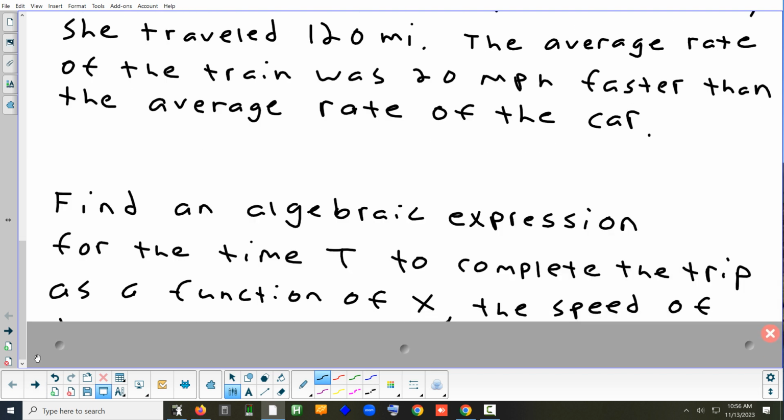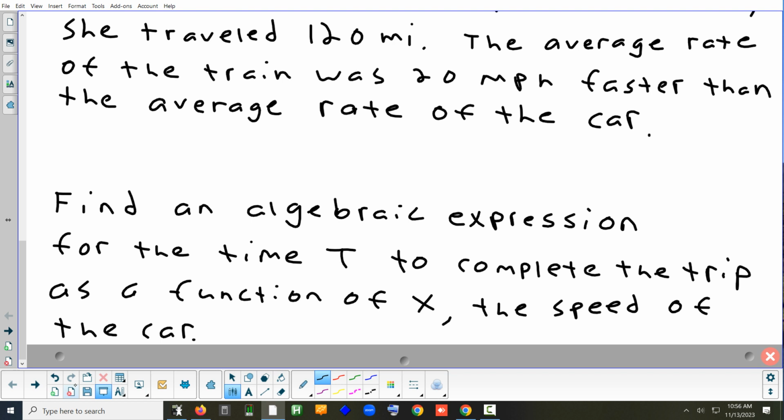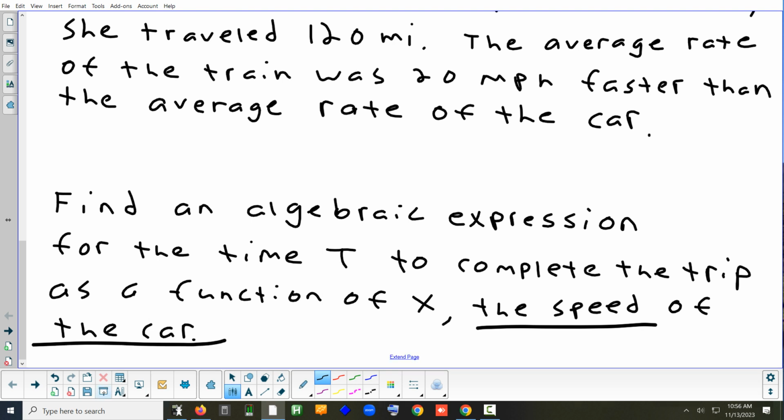So we're going to find a formula that represents the time it takes for her to do the trip, depending on the speed of the car. And of course, once you know the speed of the car, and you know the train is 20 miles an hour faster, well, then you can figure out the train too. So capital T is going to represent time. Okay, that's the time for her to complete the trip.